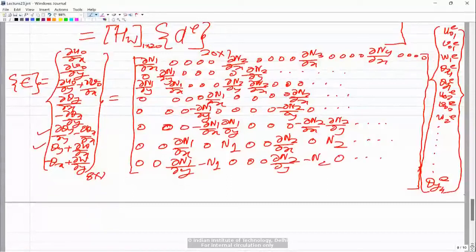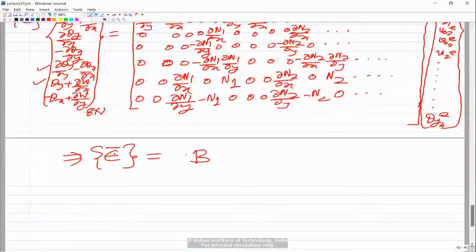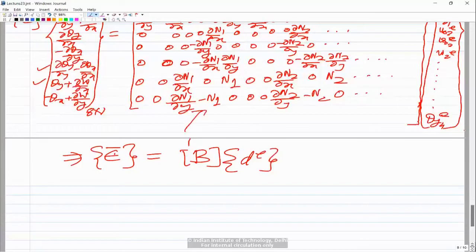So this is how you would complete this B matrix, the entire B matrix. You can write it like this. So finally you would see that we can write this epsilon bar as this matrix, which we are calling B, into the vector of elemental degrees of freedom. So this is your B, and this is your d e. So that you already know.